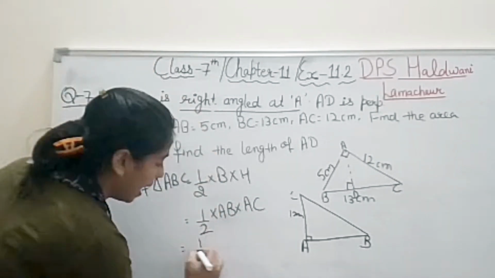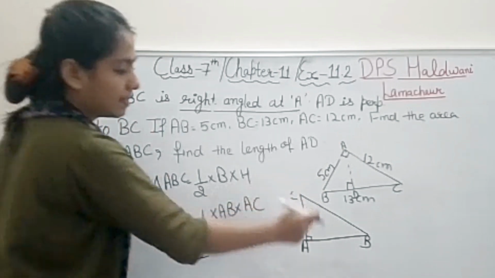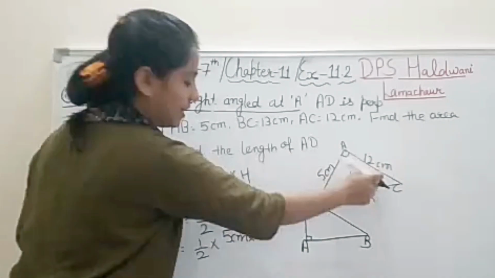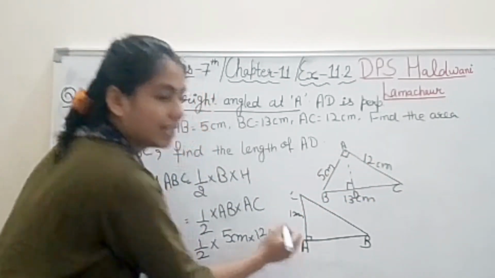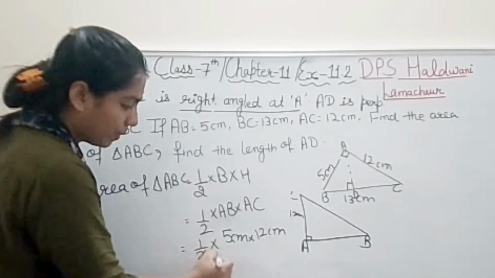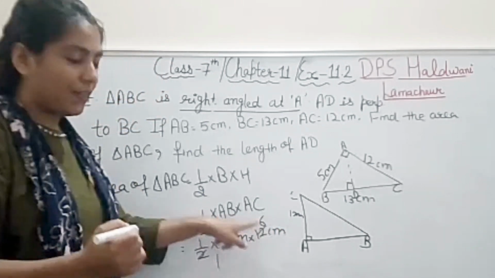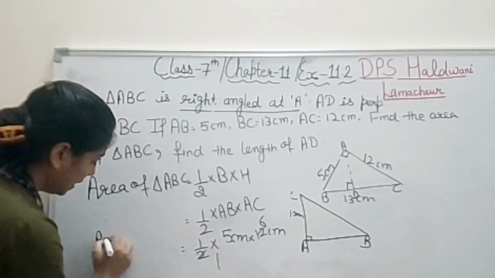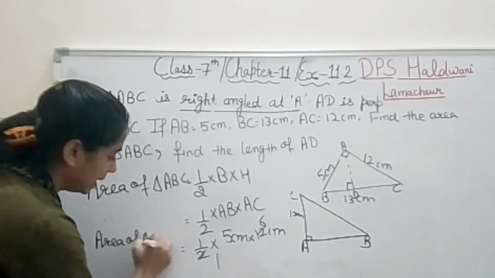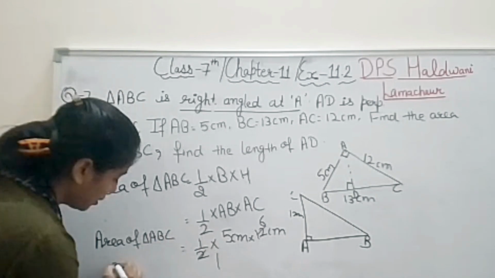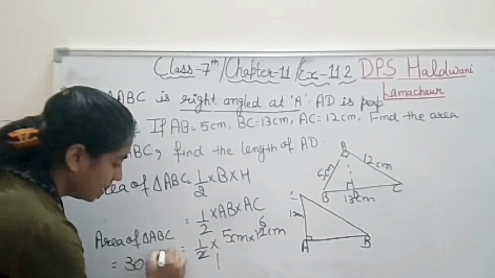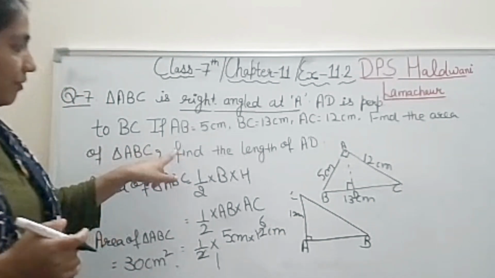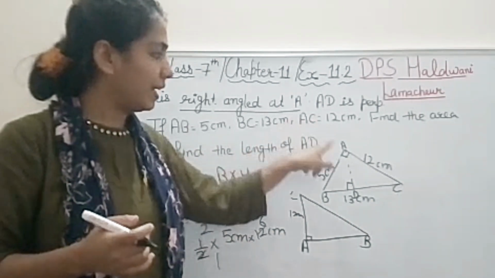So let's take out half base. AB is 5 centimeter and AC is 12 centimeter, right student? So now cut 2: 2 1s are 2, 2 6s are 12, 6 5s are 30. So it means area of triangle ABC is equal to 30 centimeter square, right? Now coming to our next part, also find the length of AD.